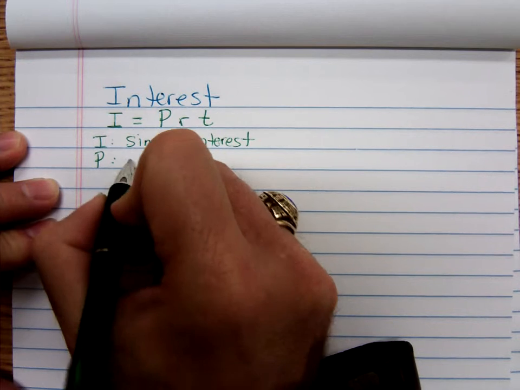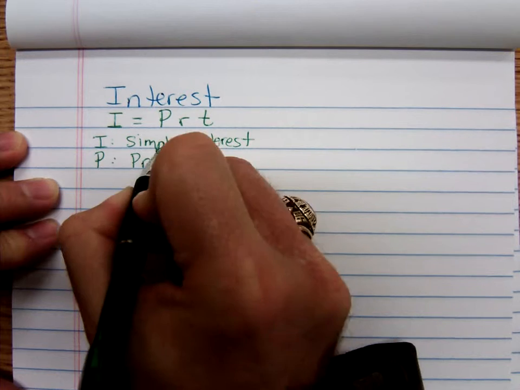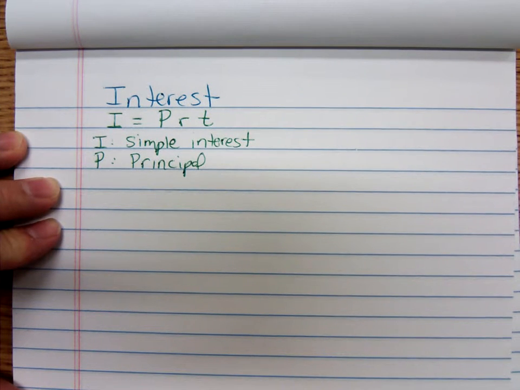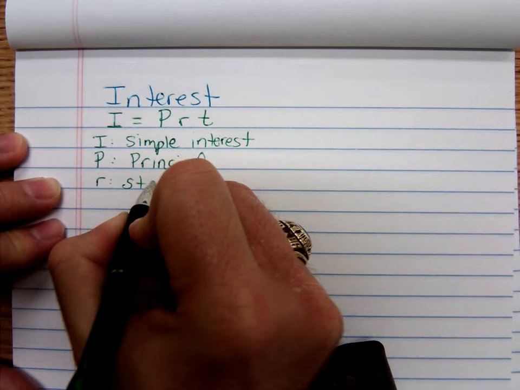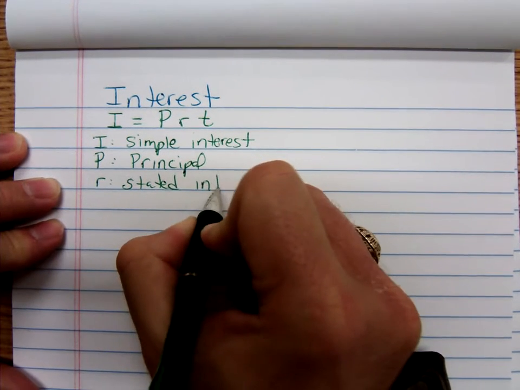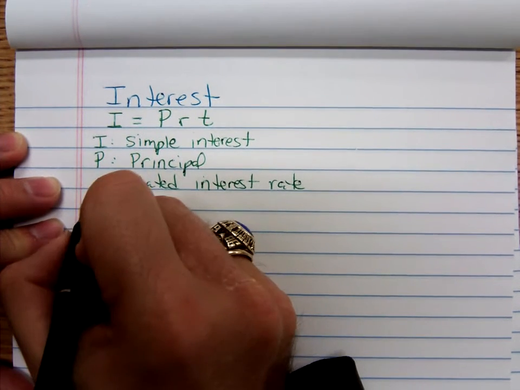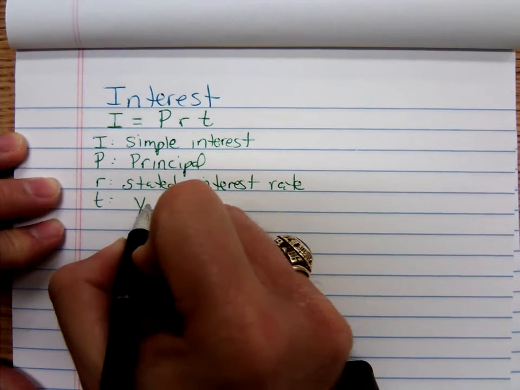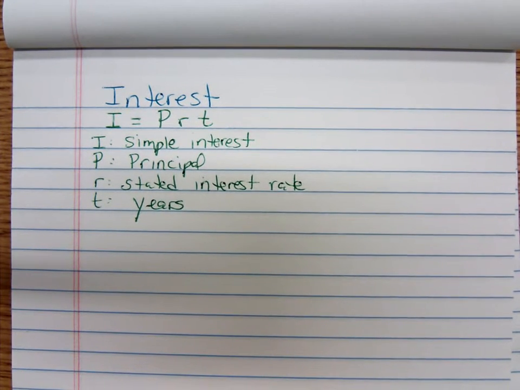P stands for the principal or the present value. That's the amount if it's a loan, or if it's the amount of money you're putting into a bank or something. R is the stated interest rate. And T is time, but it's time in years. Okay? T should be the number of years.